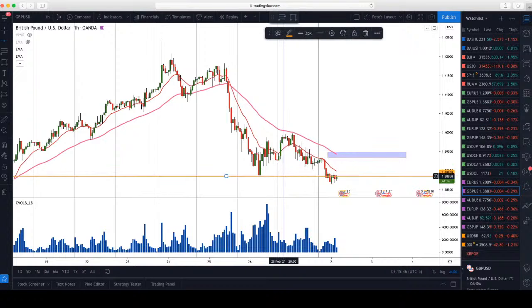Do I even care about this support at the moment? It's just kind of toying with it, but that's the old support. All right.